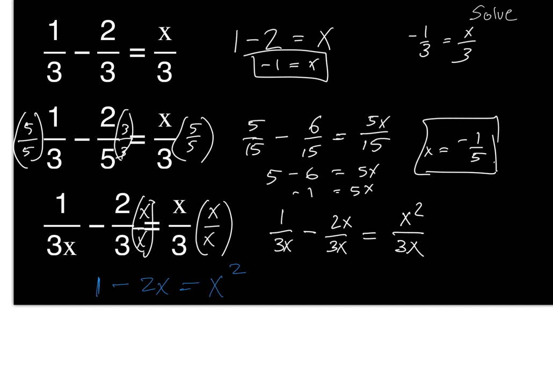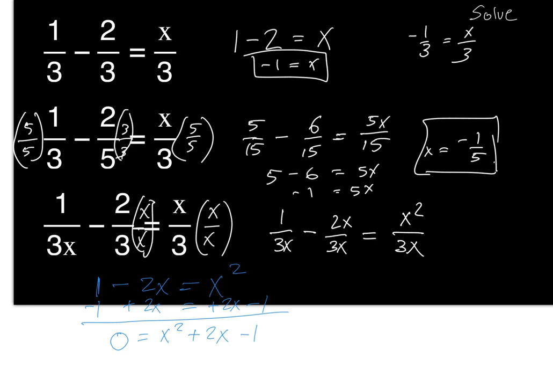So quadratic, to solve it, we set it equal to 0. I like my x squared to be positive. It's easier that way. So I'm going to move everything to the right-hand side. Those are equal, so I'm going to add 2x and subtract 1 from that side. I'll have 0 equals x squared plus 2x minus 1.